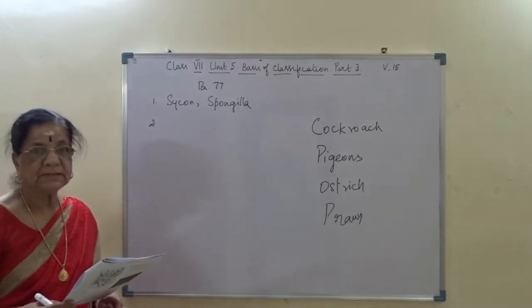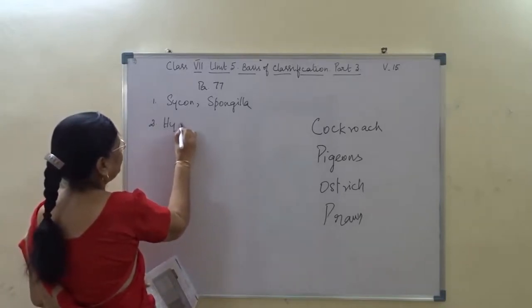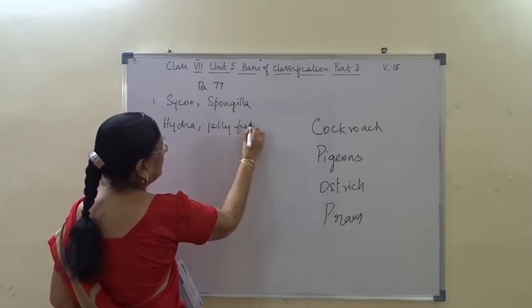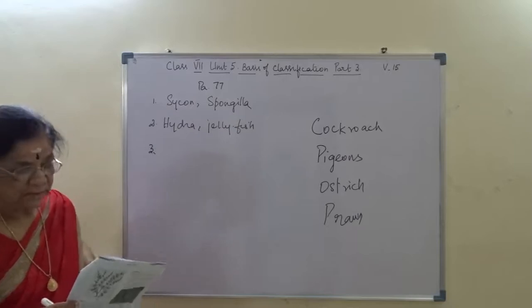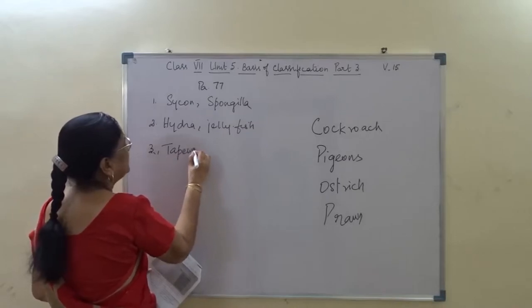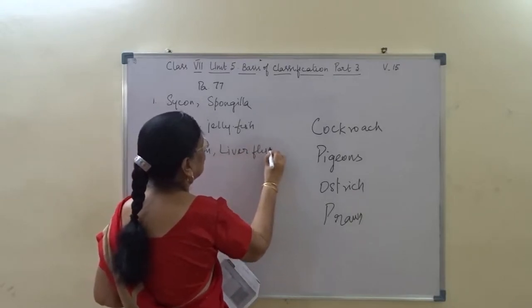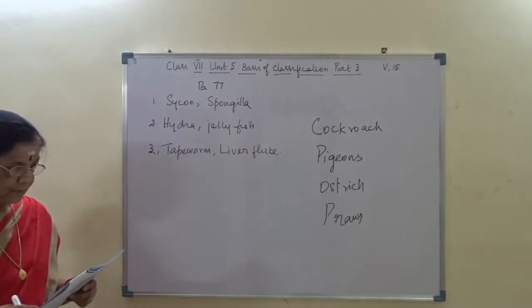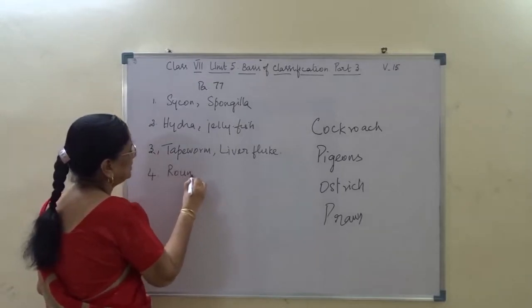Second phylum, Cnidaria. They have the character gastrovascular cavity. Example, Hydra and jellyfish. Third one, phylum Platyhelminthes: tapeworm and liver fluke. Then fourth one, roundworm: roundworm and Ascaris.